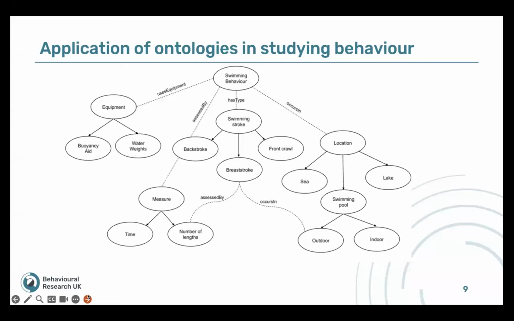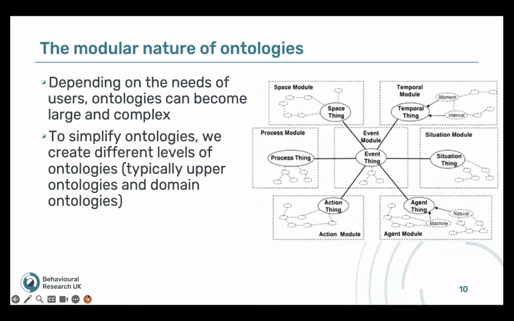So over here, what you see with the dashed lines are the different types of relationships that we can establish within an ontology. So occurs in, or has type, assessed by, use equipment. These are all different relationships that we can embed within ontologies. Next slide, please. So we talked about ontologies of behavior. Now, you might think that we've only looked at swimming, and that itself has quite a large ontology. So it seemed quite a big structure. And if we look at generic behavior, we would be able to create massive ontologies.